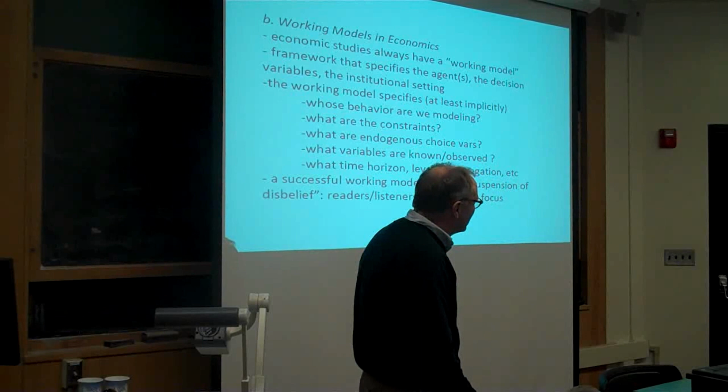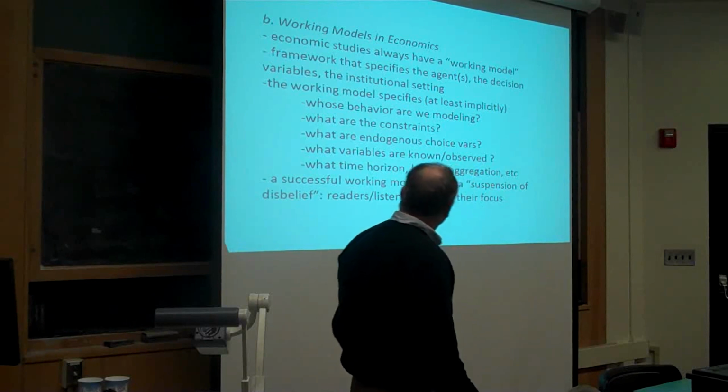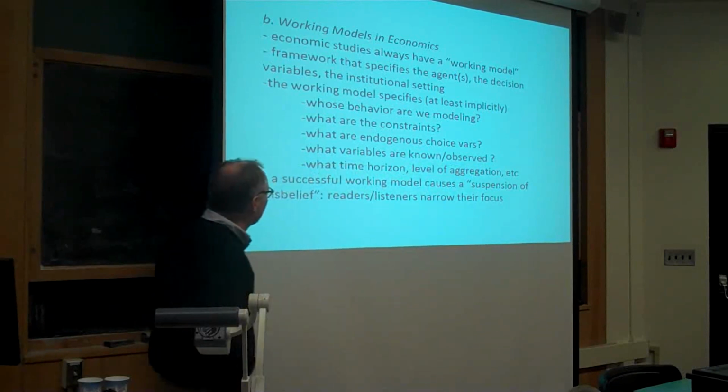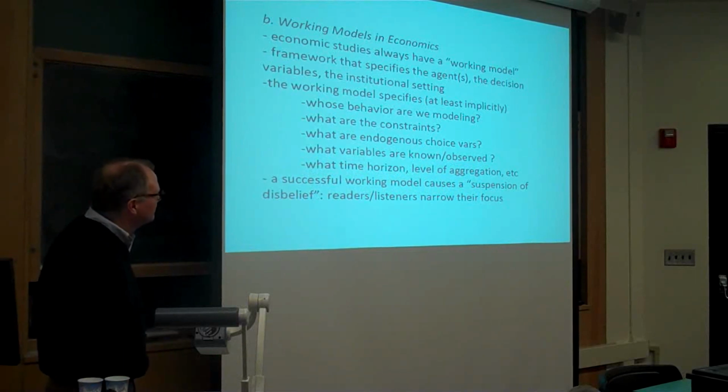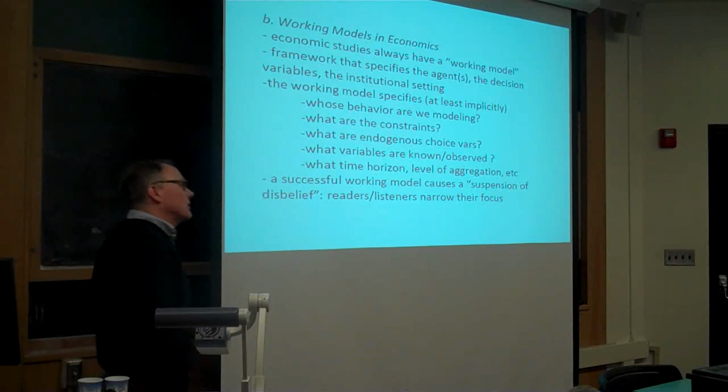So constraints here is vague, and maybe you're using it as a term of art which you expect me to understand, but time horizon, level of aggregation, these are also constraints. So how are you distinguishing line 5 from line 2? What are you intending to include in line 2? I'm going to leave it vague, actually.